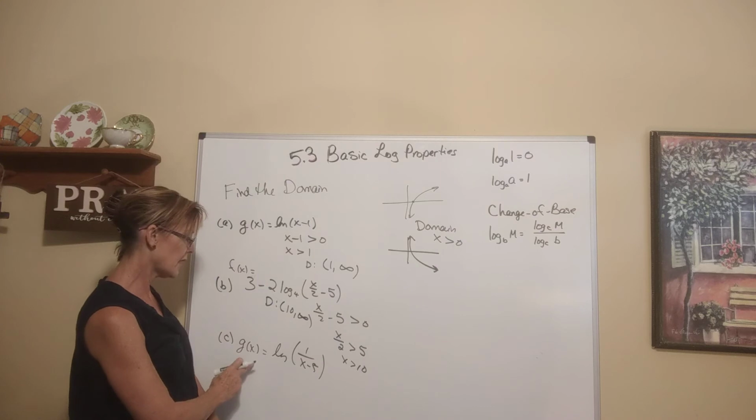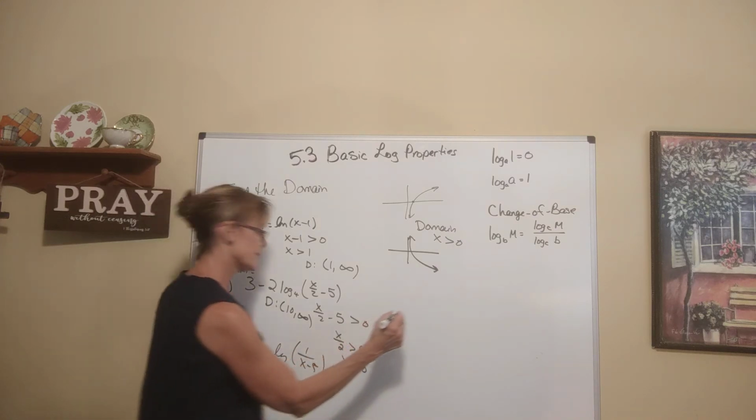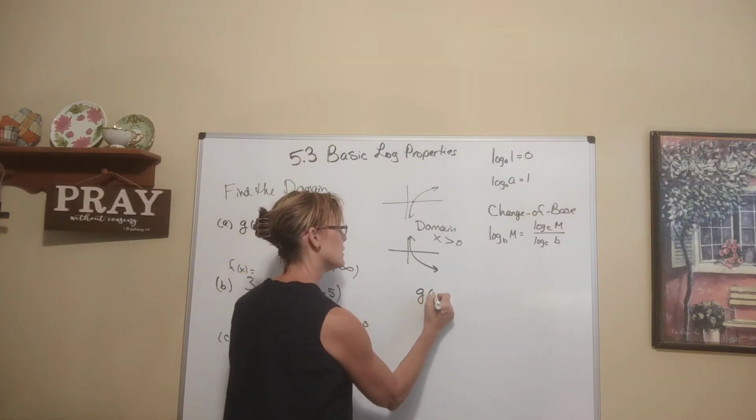This one, g of x is the natural log of 1 over the x minus 5. I'm going to rewrite it over here.